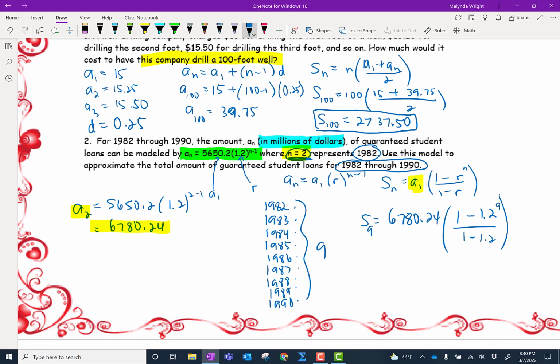All right, and again, of course, I put that in my calculator. So we come up with 141,021.55 million. Great. All right. So that should finish up this lesson.